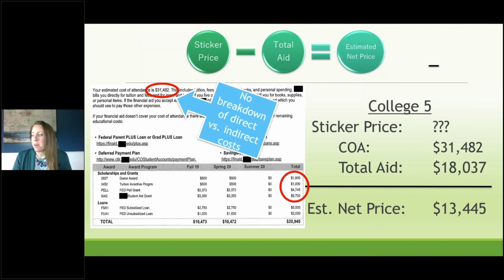So taking the COA, $31,000, minus the total aid, we're adding that up towards the bottom there with their awards and the tuition incentive program and Pell Grant, all these different types of aid, come up to about 18 grand. When you subtract that out, an estimated net price of about $13,000 is what that student would need to come out of pocket for. Again, this may be accurate, may not, because we don't really have a true idea of what those direct costs truly are.